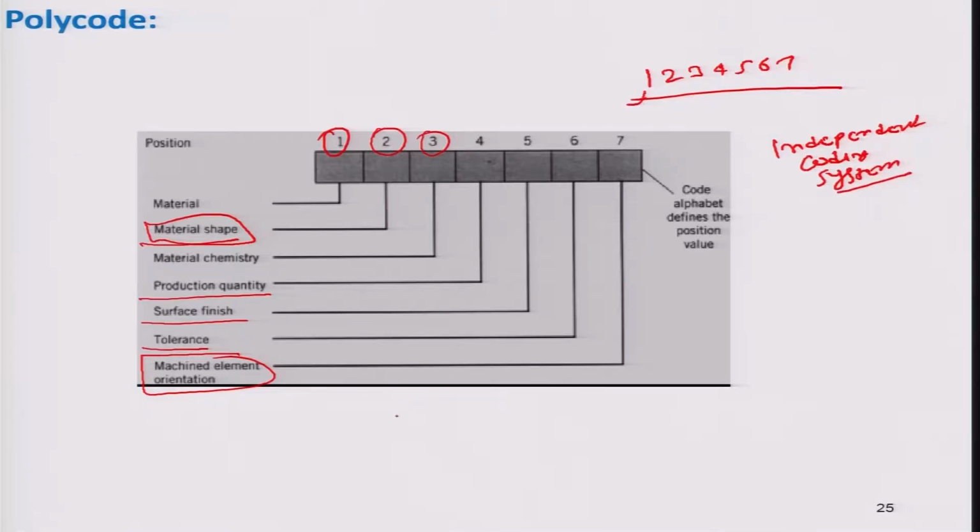Okay, and easier to accommodate changes.